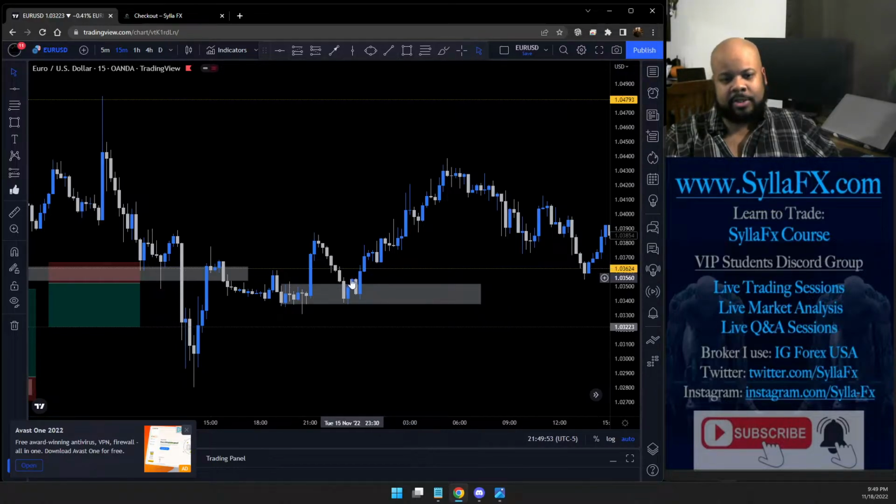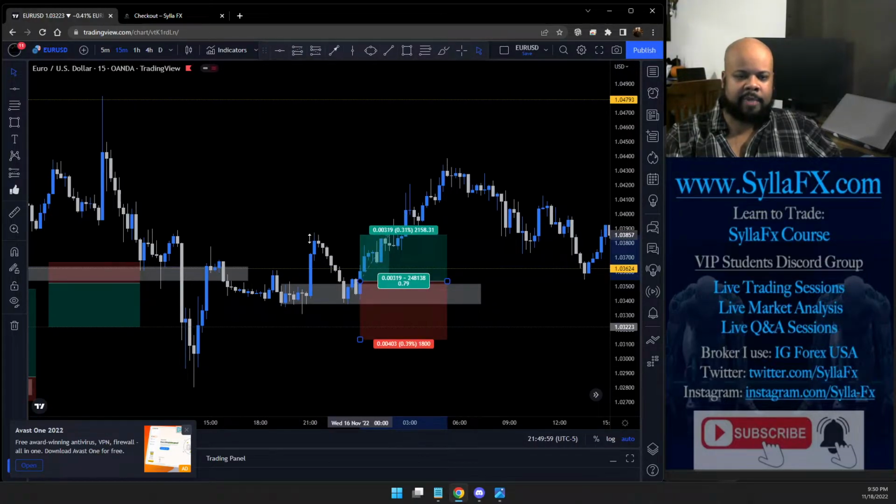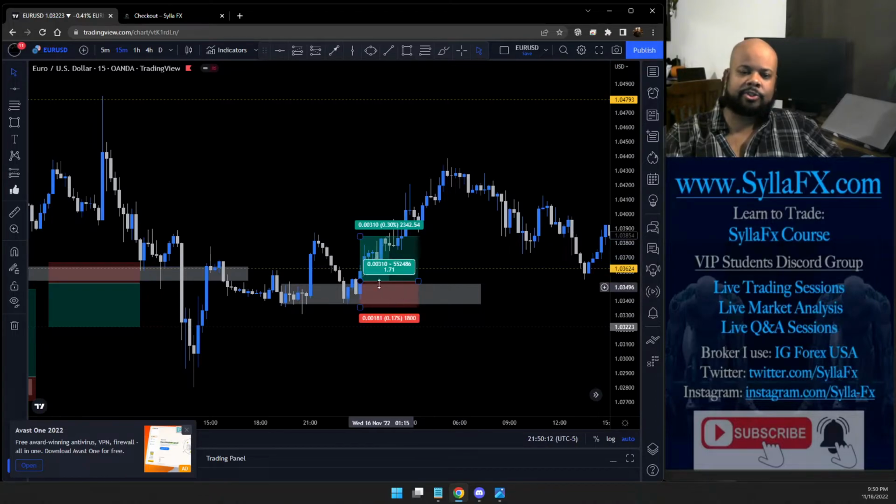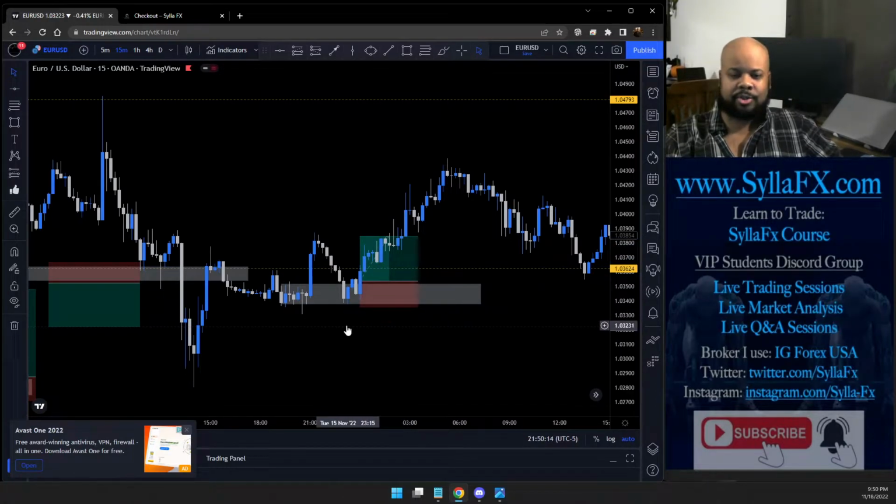So even though it did end up playing out, yes, it continued up. This would have been a good trade if I would have taken a buy position here and aimed for this high, about 30 pips or so. Sure, that would have been a winner. But that is against the trading rules that I use, so I need to stick to my rules and make sure that I'm staying consistent with what I know works for me.